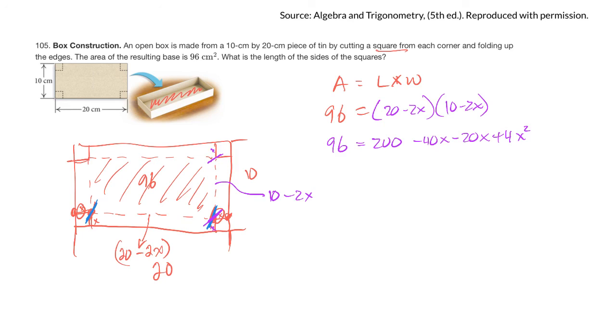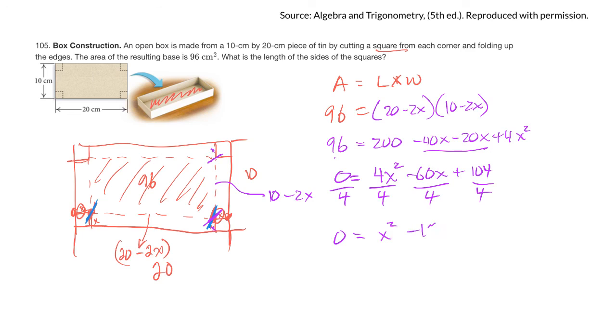It's a quadratic. Let's get everything on the left-hand side, and put it in the right order. So it'd be 4x squared. This would be a minus 60x. And 200 minus 96, what is 104? So plus 104 equals 0. Looks like everybody's divisible by 4. Let's do that. So 0 equals x squared minus 15x plus 26, I think.